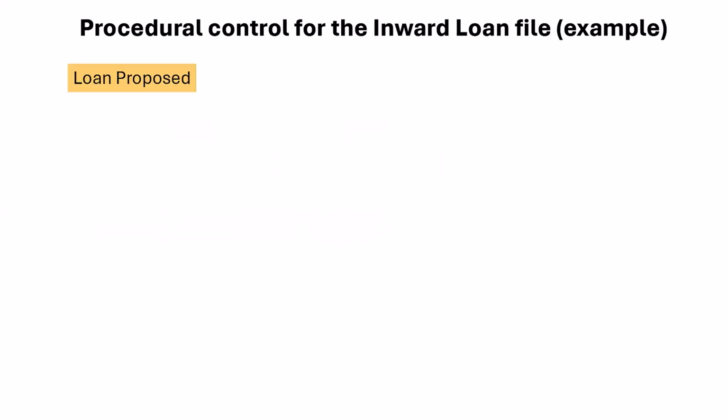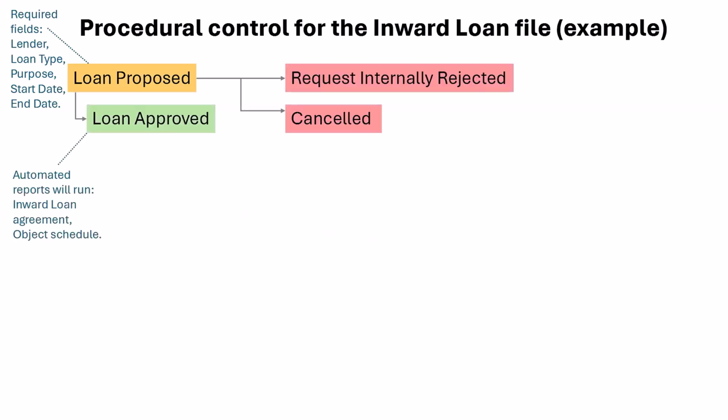So let's look at a more complex example in the inward loan file, which is part of the activities module. We're starting off with a status called loan proposed, and it has some required fields. So in order for a user, a cataloger, to enter this into the system and save it with the status of loan proposed, they must enter information in the lender, loan type, purpose, start date, and end date fields. From there, the proposed loan could be internally rejected, and it could be cancelled, or it could be approved.